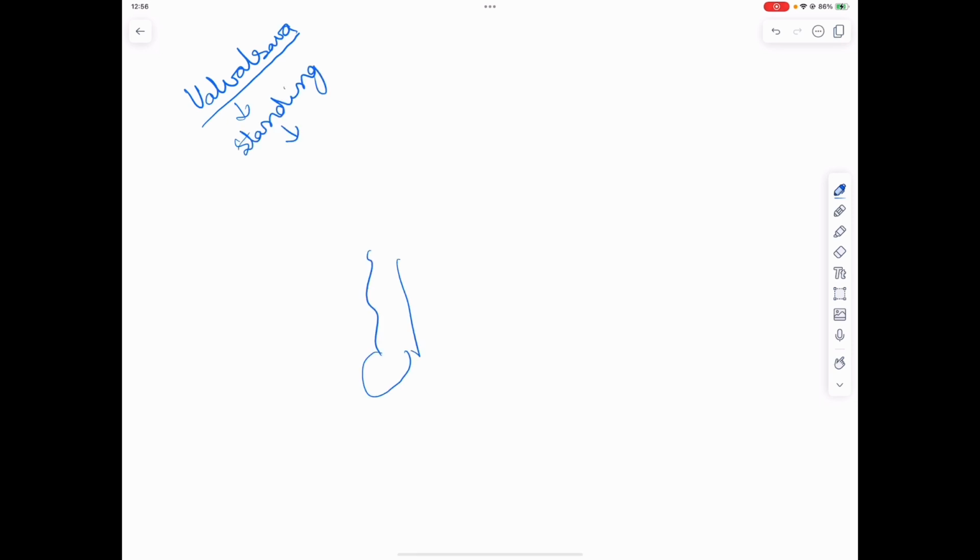Now let us move on to the murmurs, how they increase or decrease. Let us go through here. So what happens when the person is carrying out Valsalva? When the person is standing, the blood will pool in the peripheral circulation, and therefore preload will reduce.